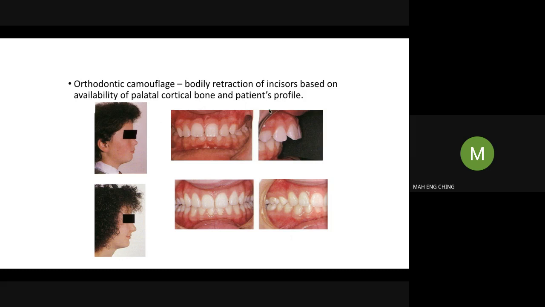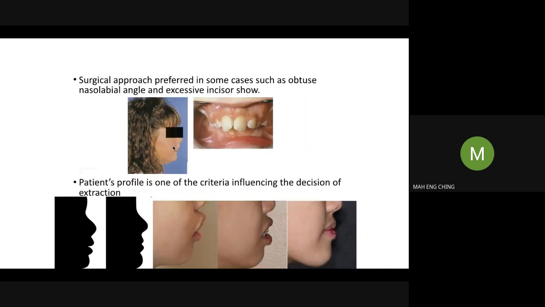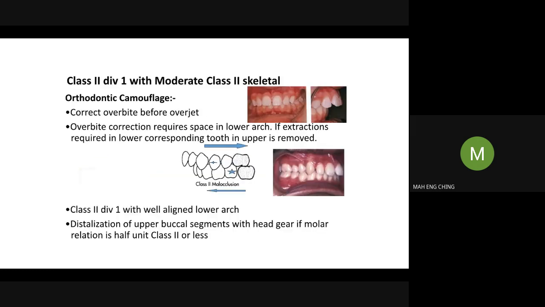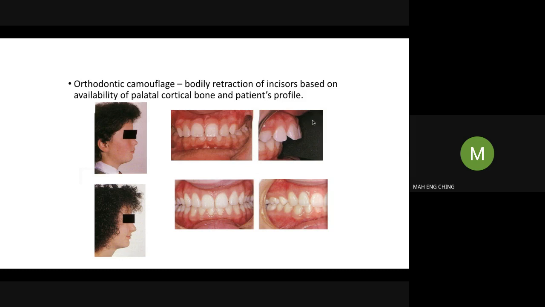Then also the patient's profile. Like we showed you just now in the pictures on the bottom right, let's say the profile is very protruding. So it makes sense to bring the upper incisor back. By doing that, the lip will also fall back, because the lip is supported by the upper incisor. If you bring the incisor back, the lip also falls back. So if the patient has a protruding skeletal profile, a lot of the time we take out good teeth and bring the upper incisor back.